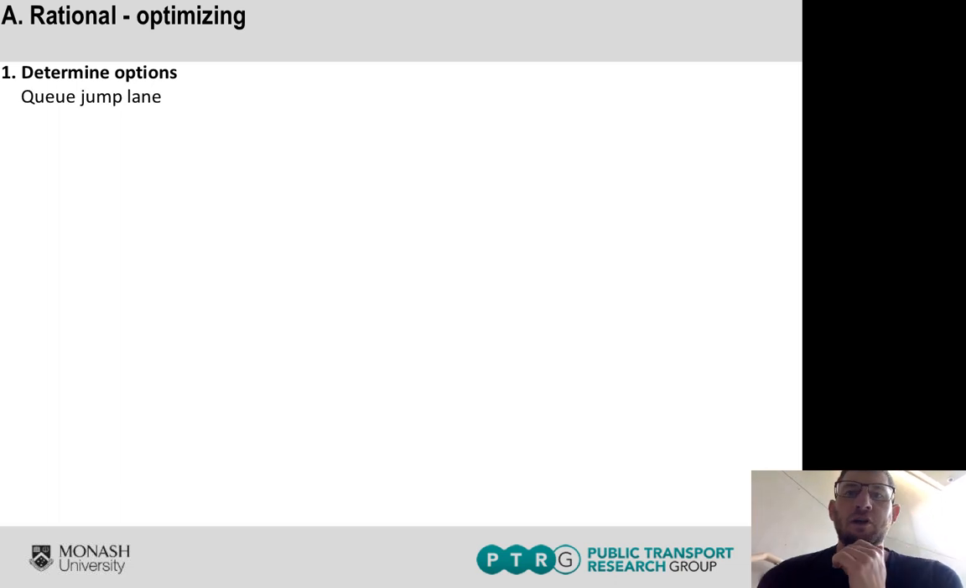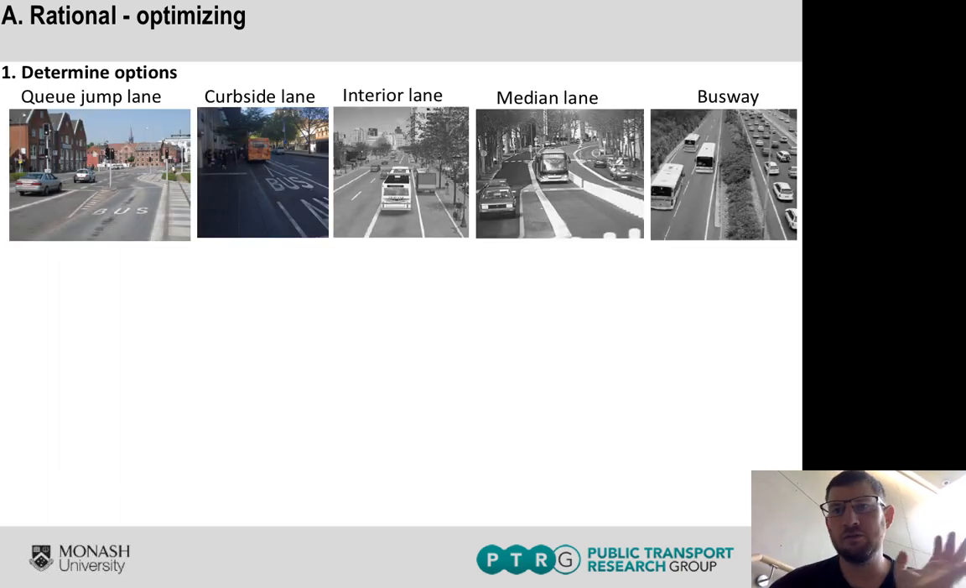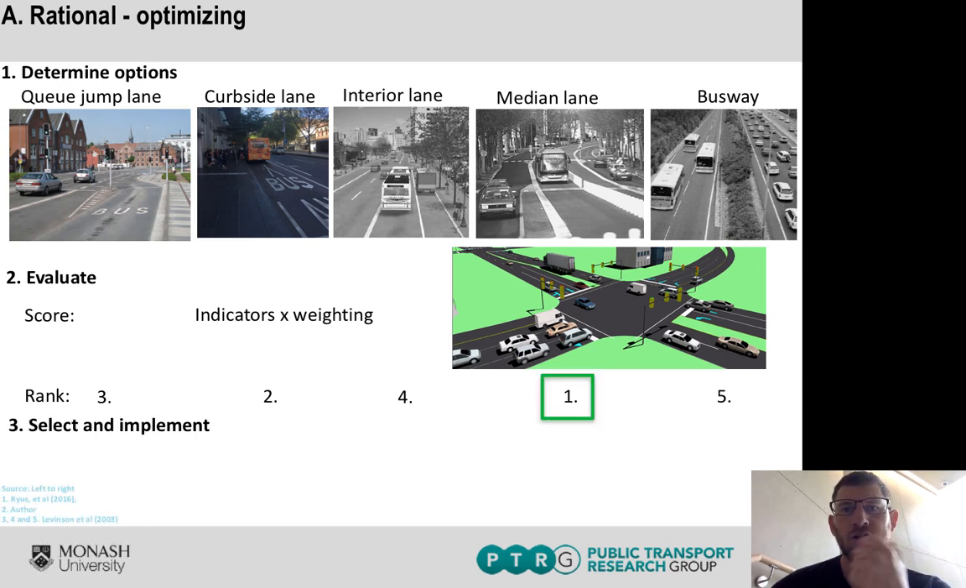So let's look at these sort of five major approaches to public policy analysis theory. There's many more, but let's just look at these five in detail. So you'd probably be very familiar in engineering to sort of this rational optimizing approach to making a decision. You'd determine a whole lot of options, you'd use some sort of model or evaluation criteria to evaluate them, and then you'd rank them 1 through 5, and then you'd select the one that performs the best on your indicators and your weighting. Very rational, very sensible.